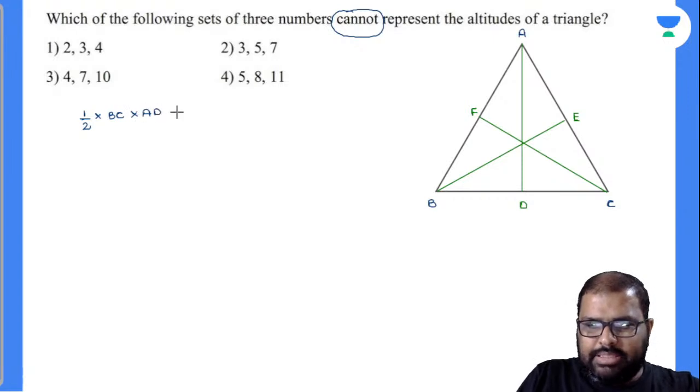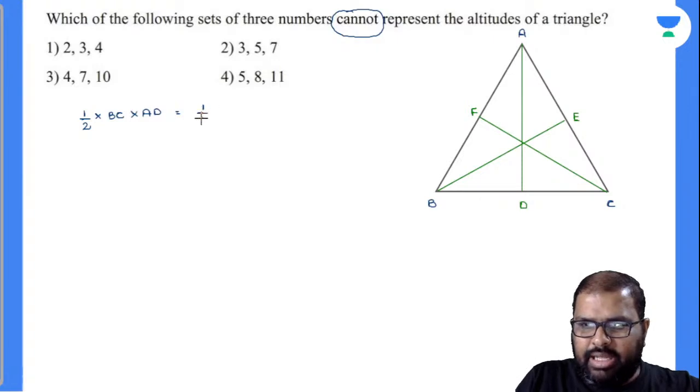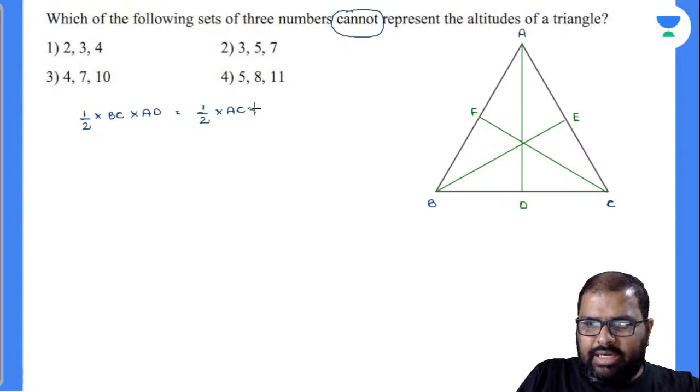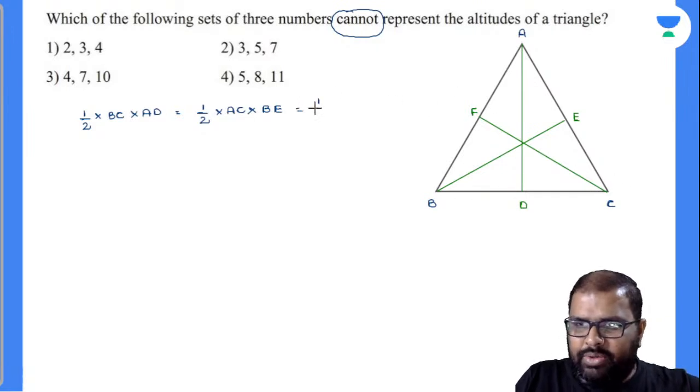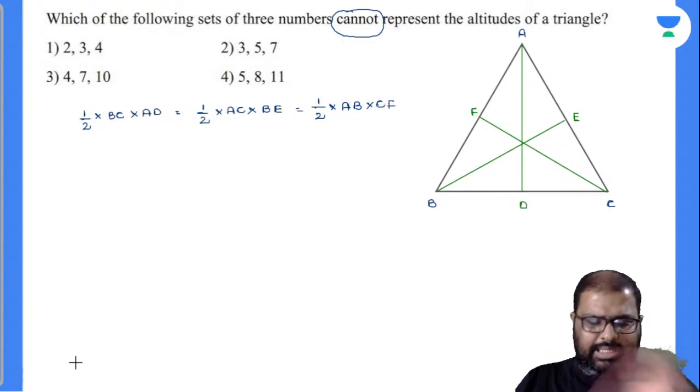Now closely observe the same triangle. If I consider BE as altitude, what will be the area of the triangle? Base is AC and height of the triangle is BE. Everybody knows half into base into height. If I consider CF as altitude of the triangle, then the area will be half into base AB into CF. Okay, fine. I'll take one option, then I'll substitute.